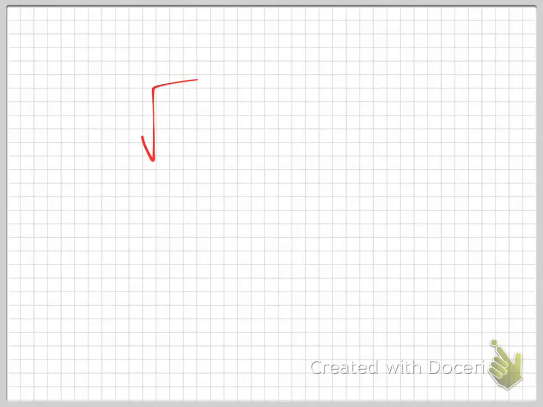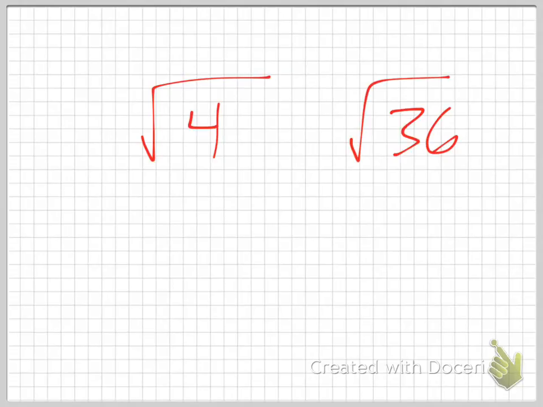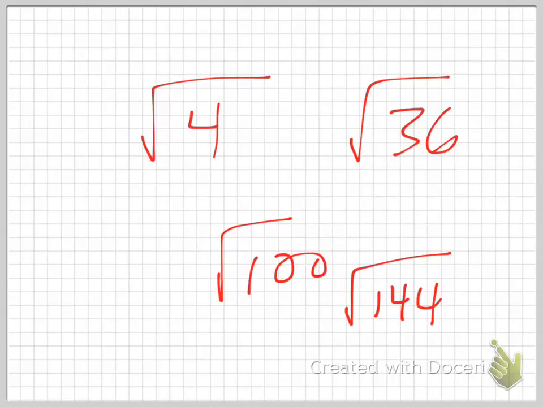Tell me this. What is the square root of 4? 2. What's the square root of 36? 6. What's the square root of 100? 10. What's the square root of 144? Are you all following this, right? Because 12 times 12 is 144. 10 times 10 is 100. 6 times 6 is, right? Okay. All pretty simple.